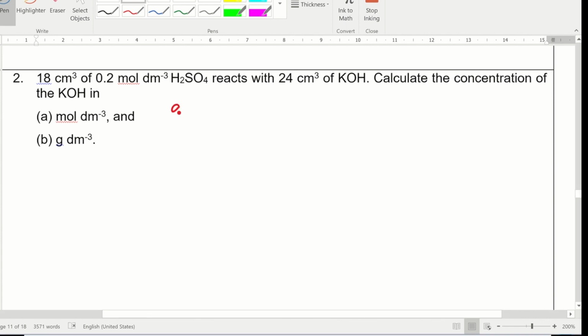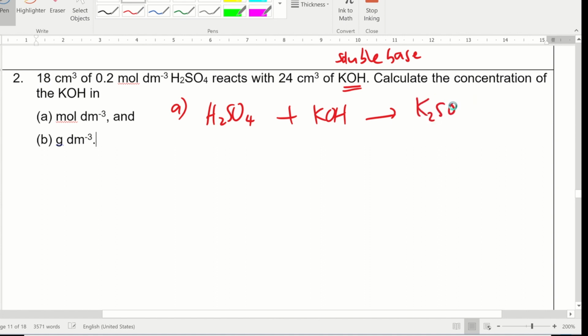Okay, first step is, of course, always to write the balanced equation. H2SO4 is an acid. I react it with my potassium hydroxide, which is an alkali. Hydroxide is always an alkali when it's soluble. To react them together, you will form salt and water. So I will form my H2O and I will have potassium sulfate, K+, SO4 2-. So I need to balance them.